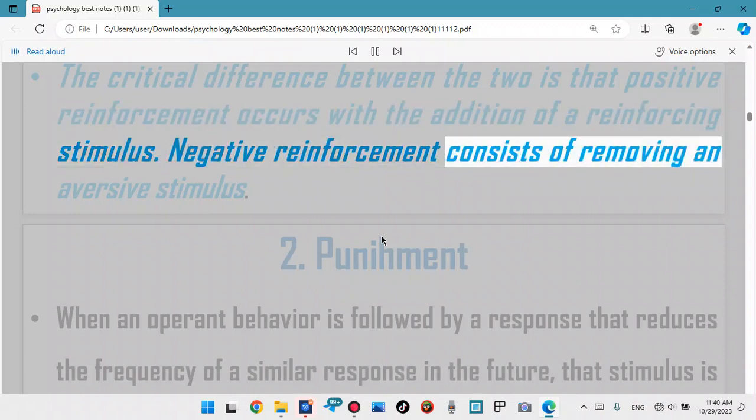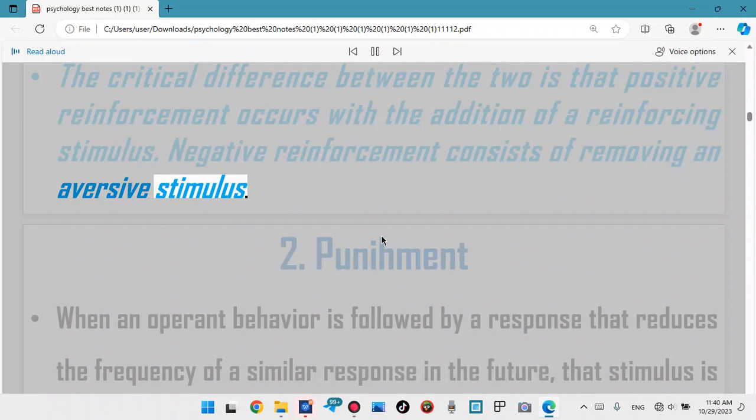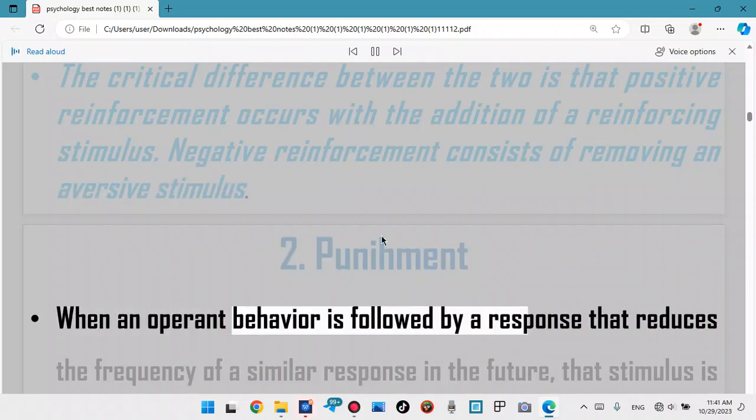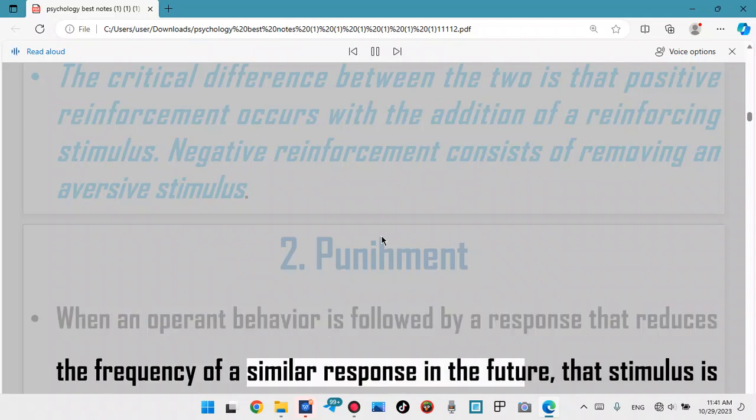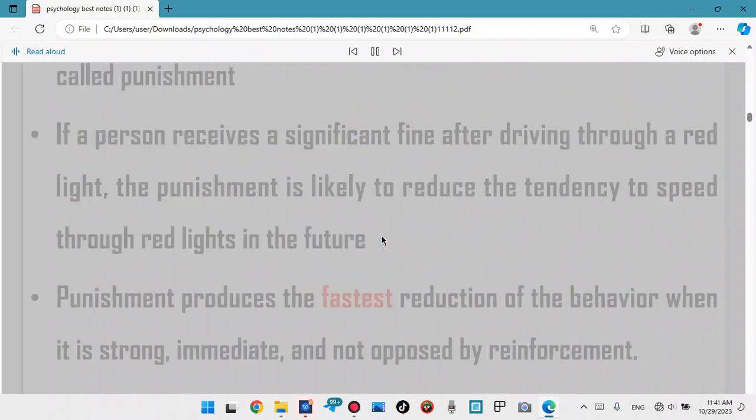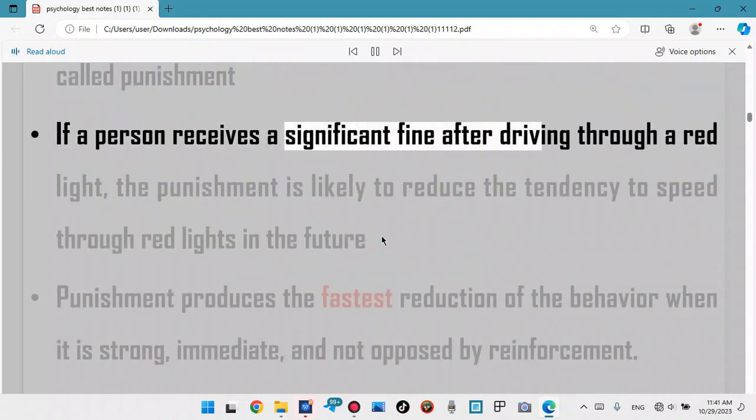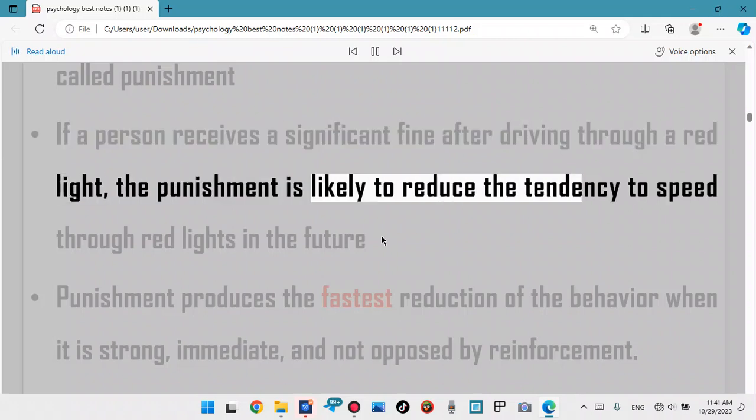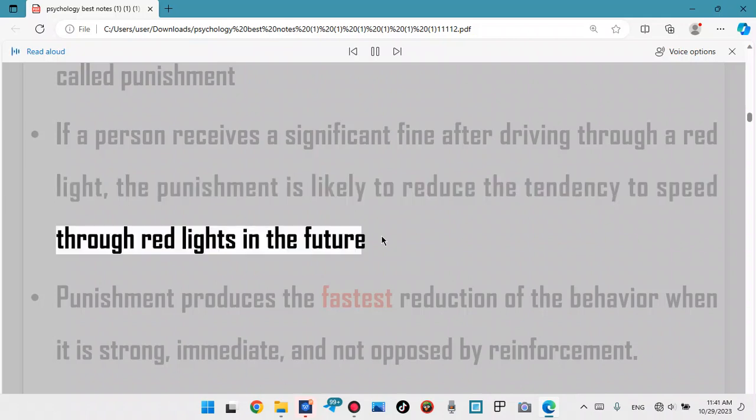Negative reinforcement consists of removing an aversive stimulus. 2. Punishment. When an operant behavior is followed by a response that reduces the frequency of a similar response in the future, that stimulus is called punishment. If a person receives a significant fine after driving through a red light, the punishment is likely to reduce the tendency to speed through red lights in the future.